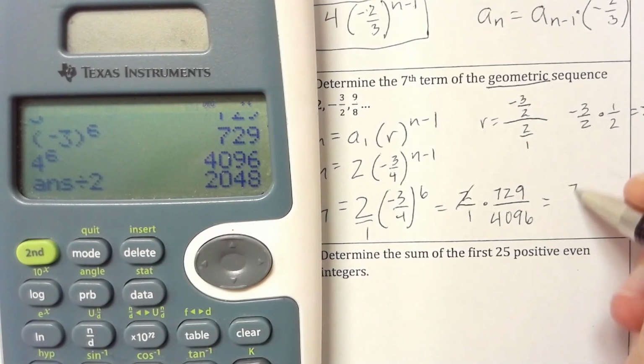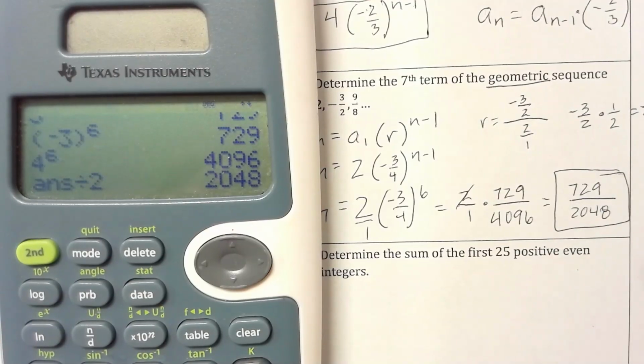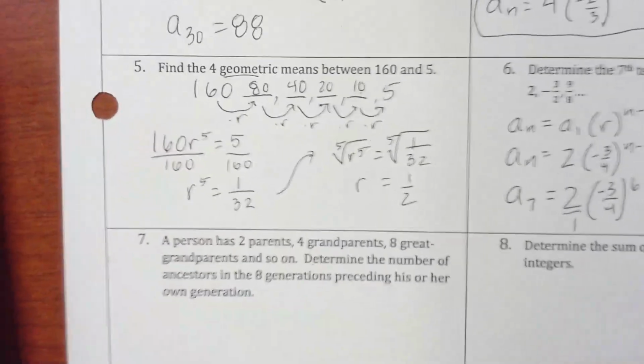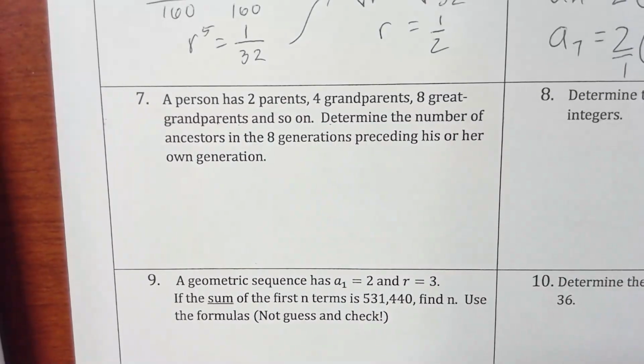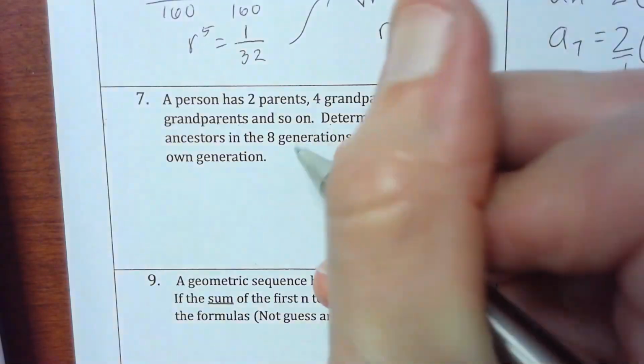So I'll get 729 over 2,048. I like that answer better than that decimal. Okay. A person has 2 parents, 4 grandparents, 8 great-grandparents, and so on. Determine the number of ancestors in the 8 generations preceding his or her own generation.